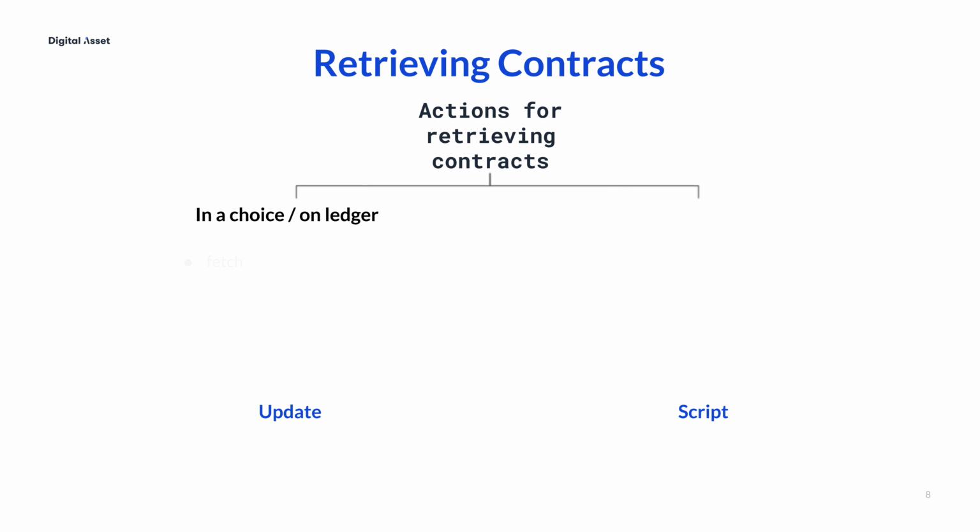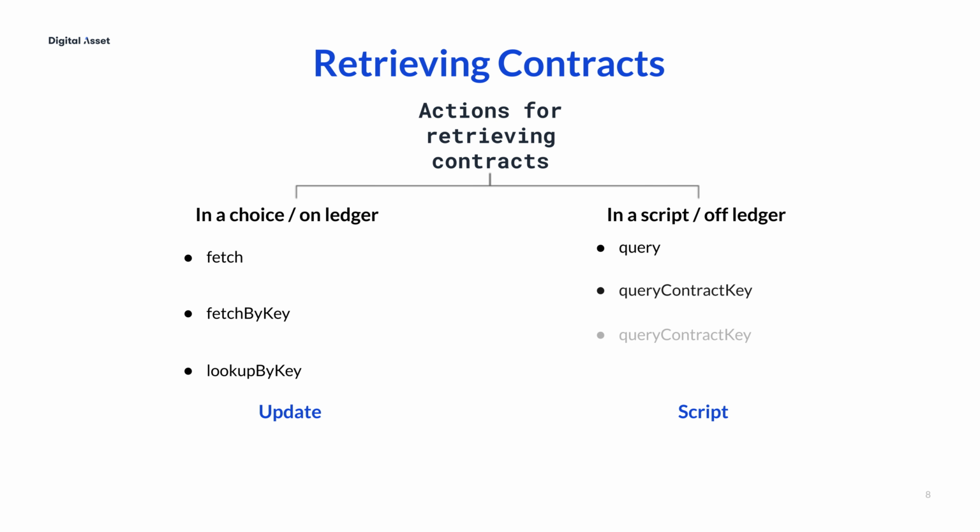All the functions on the left side return update, and the functions on the right side return script. Fetch, fetch by key, and lookup by key are used in a choice, which returns an update. All the query functions are used in a test script, since the return type of a test script is script. Let's try testing one of them, query.